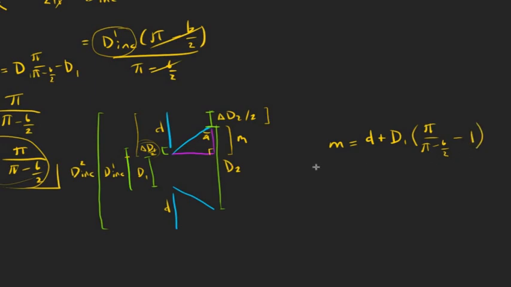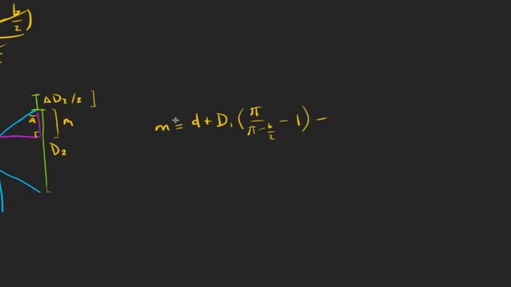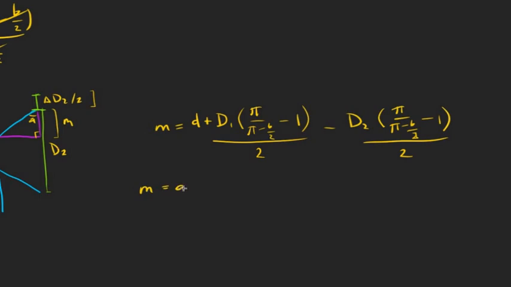Alright. And we want to subtract from it, guess what? Changing D2. Oh, never forget that you're dividing it by 2, and we want to subtract. Same thing for the 2. Let's factor out 1/2. M is equal to D plus 1/2.